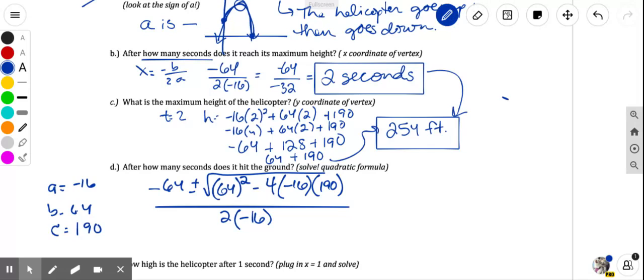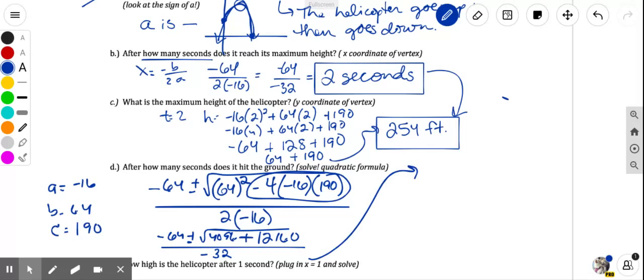Okay, so now we're going to do 64 squared. So that's going to be negative 64 plus or minus the square root of 64 squared, which is 4,096. Then we're going to multiply these 3. Negative 4 times negative 16 is positive 64. Positive 64 times positive 190 is 12,160. And then 2 times negative 16 is negative 32.